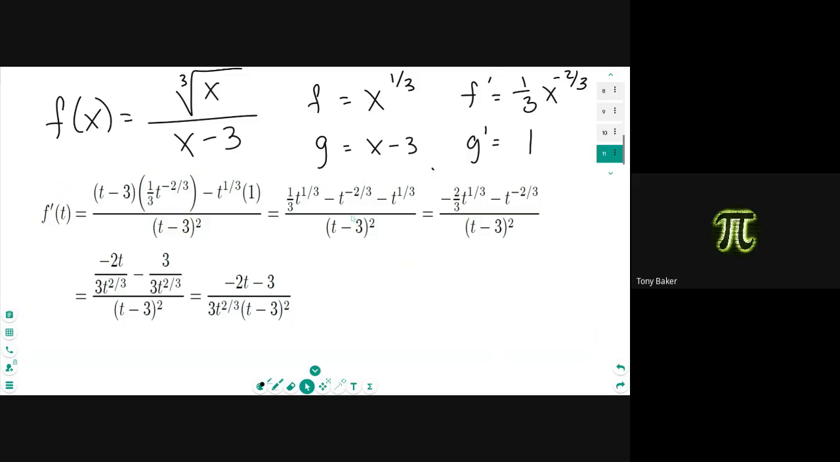So they distributed it through, and then they got a common denominator for the top, and then moved it to the bottom to get rid of the negative exponent. But this honestly wouldn't have been too bad, just leaving it like that, or even leaving it like this would have been fine.